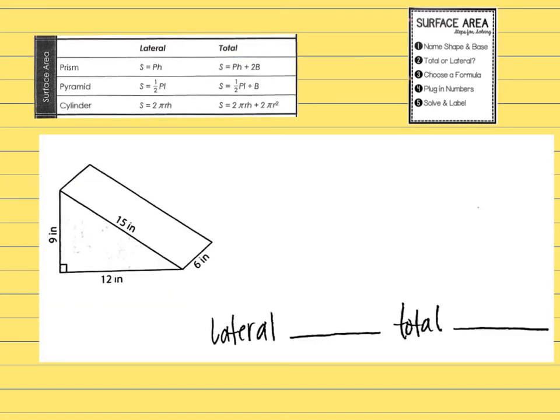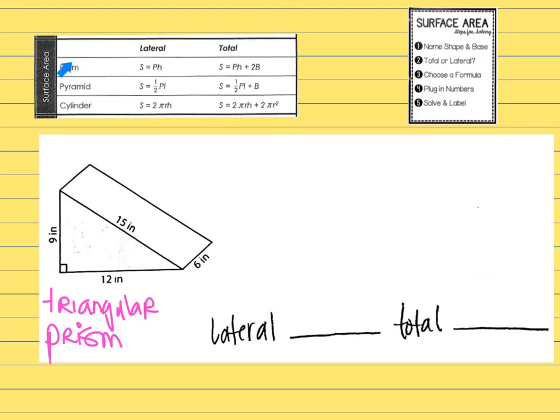Okay, the next prism we're going to do is a triangular prism. And I know it's a triangular prism because there is an actual triangle in it. Prisms have rectangular sides, but a triangular prism has a triangle base. So I'm going to fill in the name. Triangular prism. And then I'm going to be doing lateral surface area. And then I'm going to do the total. So over here, I'm just going to add in the 2 extra bases.